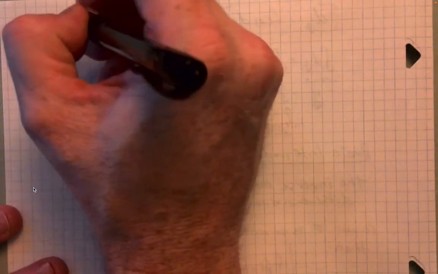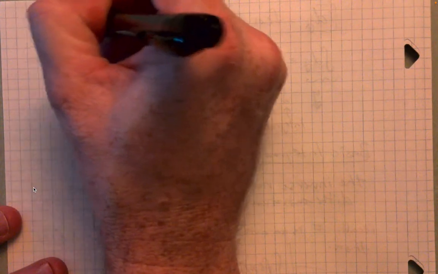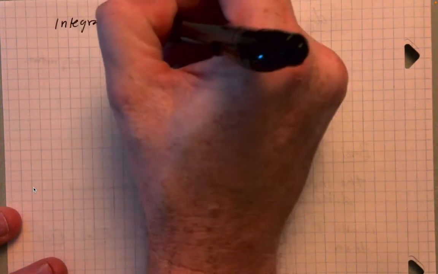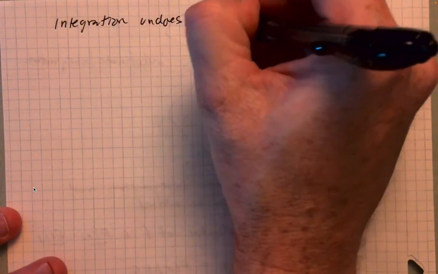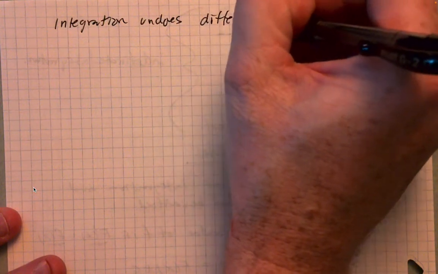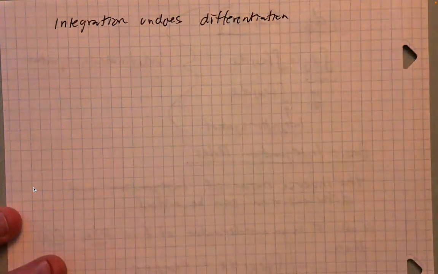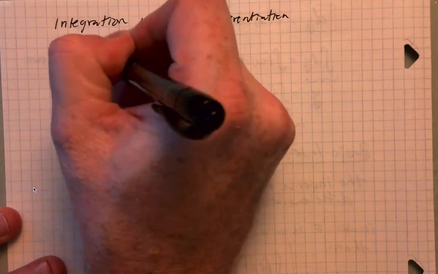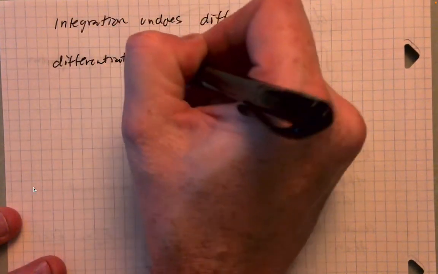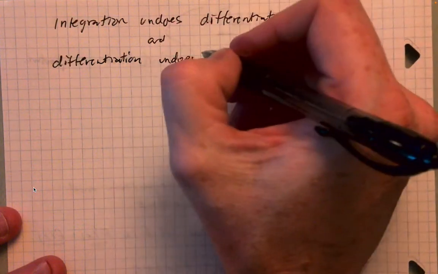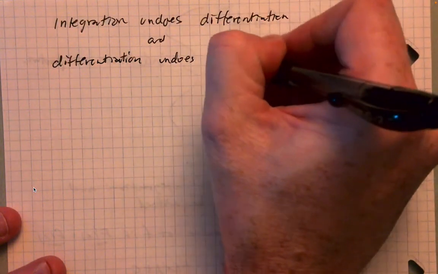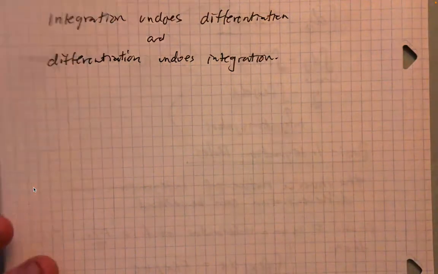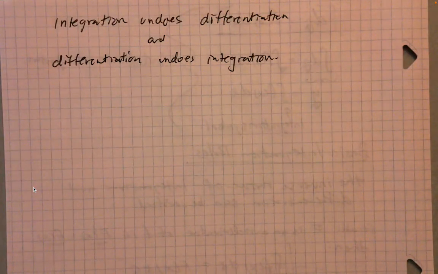But to sum it up, integration undoes differentiation. Okay, and differentiation undoes integration. Okay, so the two are related. They're inverses of one another.